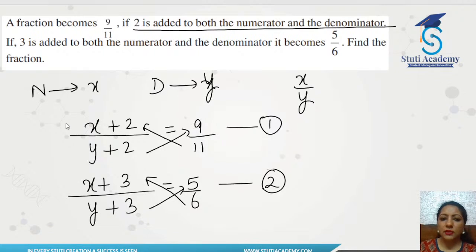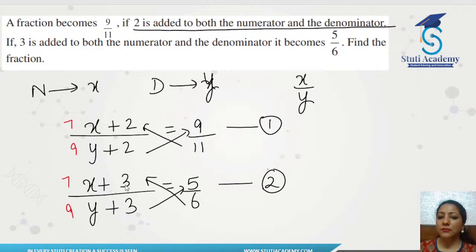Now you can always check here. If you put here 7 and 9, let's see. If you're adding 2 to this, you will get 9. If you're adding 2 to 9, you will get 11. So this condition is being satisfied. In the same way, if I take 7 and 9 here, in place of x and y, I'm writing 7 and 9 here. I'm just checking my answer.